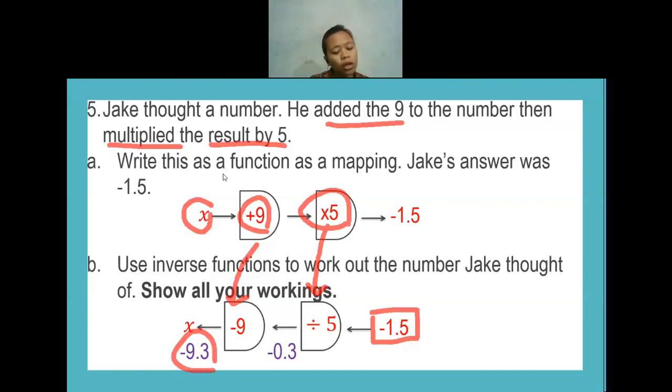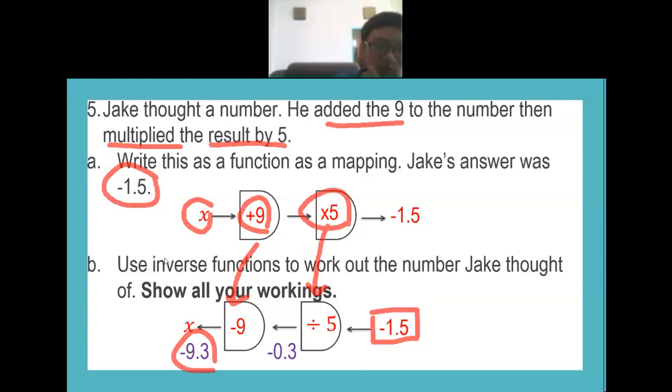Is there anyone who disagrees with my answer? Maybe because you didn't read the question properly, this is negative 1.5. Maybe you wrote it as 1.5. That's why you got 8.7. I think that is the difference where you get 8.7. No, I put it as negative 0.3 minus 9. Oh wait, never mind. Yes, teacher, the mysterious number plus 9 times 5 equals negative 1.5, not 1.5.